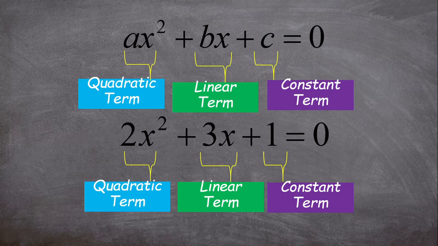Now, we can also identify the values of a, b, and c. So remember that a can be found in the quadratic term. So this is the numerical coefficient or the number part of our quadratic term. So a is equal to 2. Well, in the linear term, we can find here the b. This is the number part of our 3x, and b is equal to 3, while c is equal to positive 1.